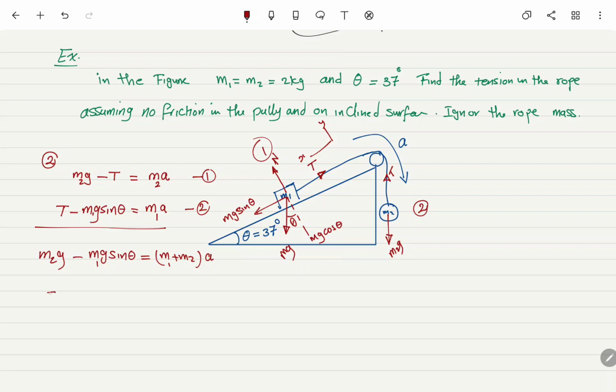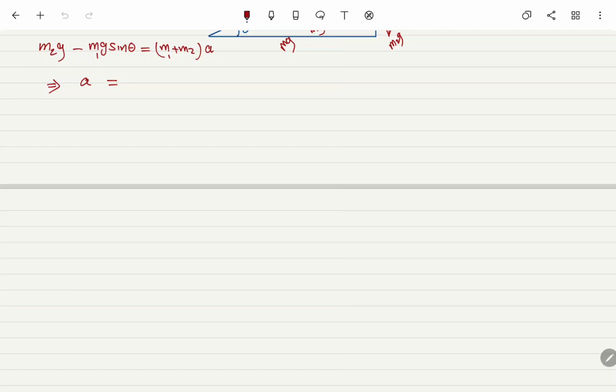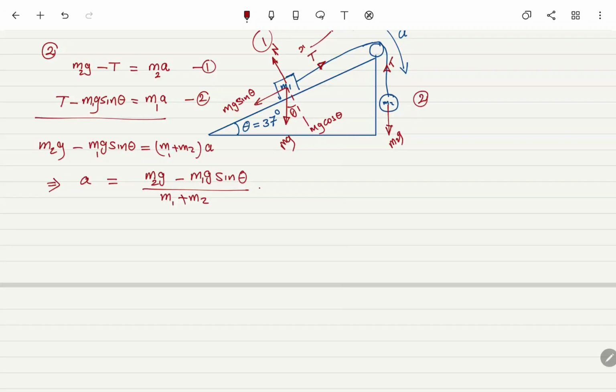A, in this case, acceleration equal to m2g minus m1g sine theta divided by m1 plus m2. Substituting this acceleration back into equation 1 or 2, let's find the tension.